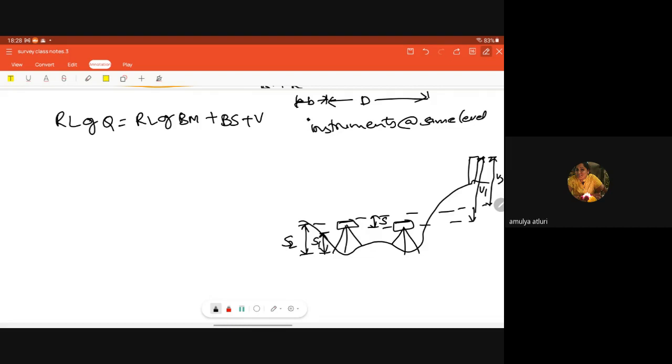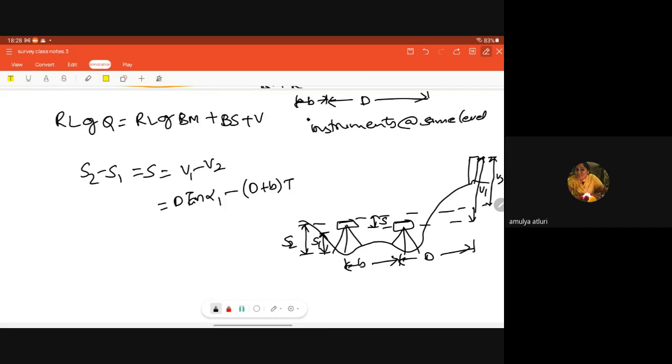Okay, if the base is inaccessible and the instruments are both at different points and the distance between these two are B and D, then S2 minus S1 is equal to, yes, you know it, that is equal to V1 minus V2. So what is V1? D into tan alpha 1. What is V2? D plus B into tan alpha 2. So D is equal to S plus B tan alpha 2 divided by tan alpha 1 minus tan alpha 2.